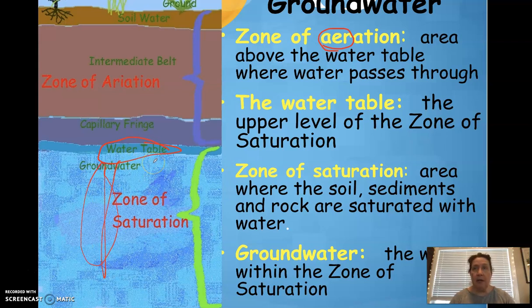And sometimes you hear about our water table dropping. It's because the water is sinking down or being pulled out or withdrawn in that particular area. So the zone of saturation is where all the water is trapped into the soil down below or into the rock layer. Okay.